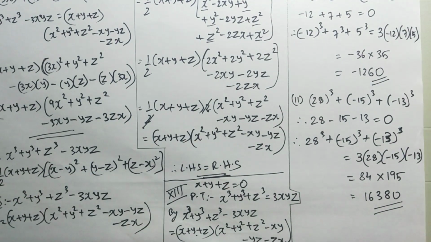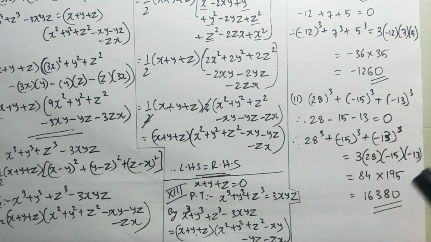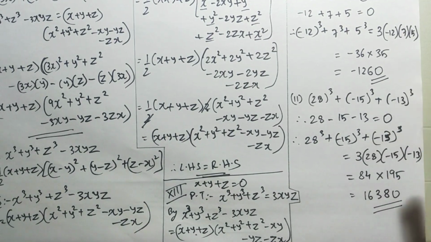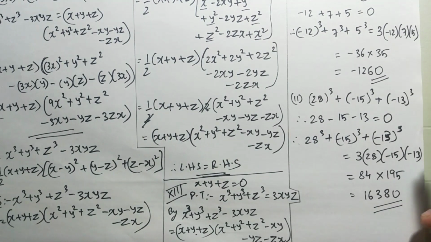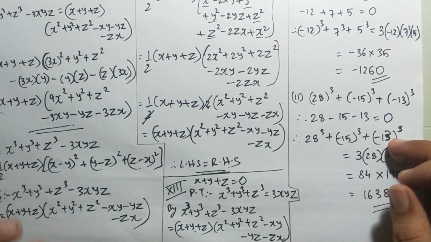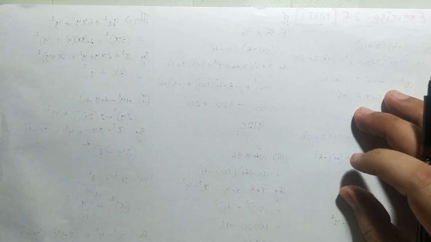So what we have understood in this type of sums, if sum of three numbers is 0, then sum of their cubes would be equals to 3 multiplied by product of all those three numbers. So let us proceed to the next sum. 15th question.